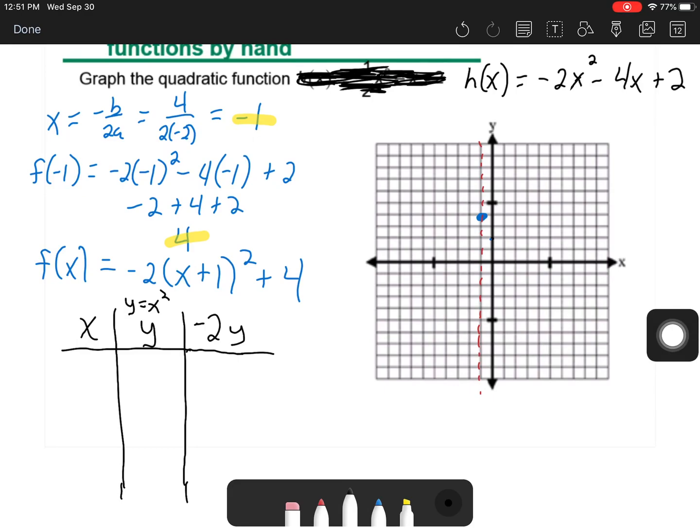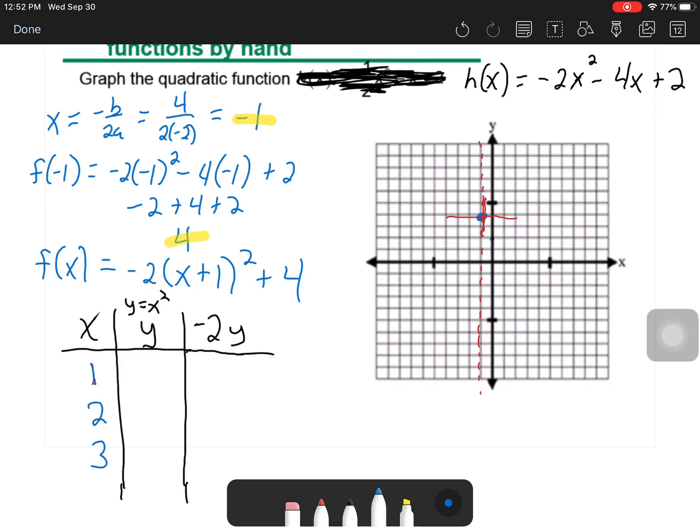And so what we do is we think of this graph right here with the vertex being right through that vertex point. Okay, so that's like our new origin right there. All right, so we're going to pick just a few. I usually just do 1, 2, and 3. Sometimes they don't all fit.